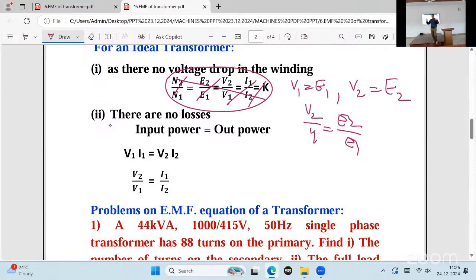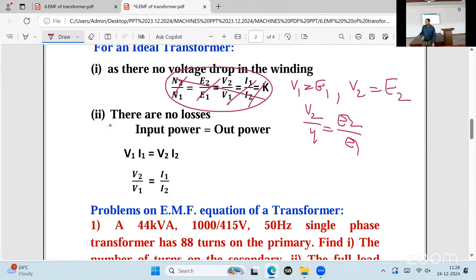Now tell me the formulas. First formula, primary winding: E1 is equal to 4.44 F into N1 into phi m. E2 is the secondary winding mutual induced EMF: E2 is equal to 4.44 F into N2 into phi m volts. Clear. Next formula. Voltage transformer ratio K is equal to E2 by E1 is equal to N2 by N1.